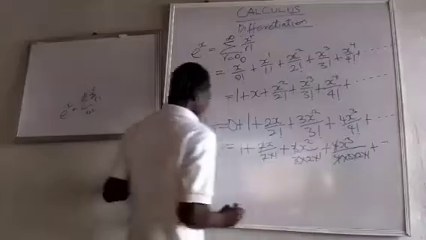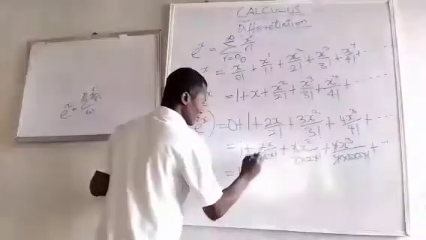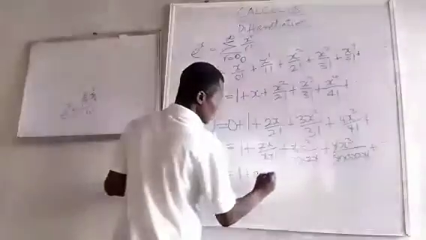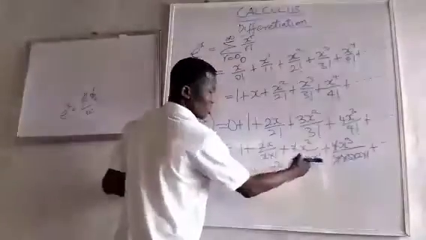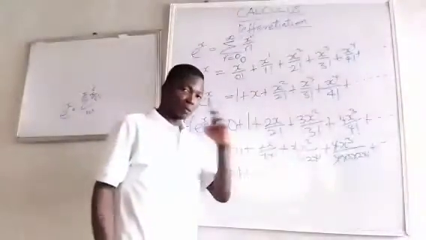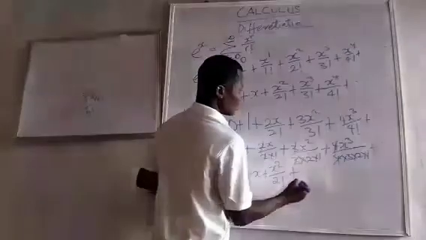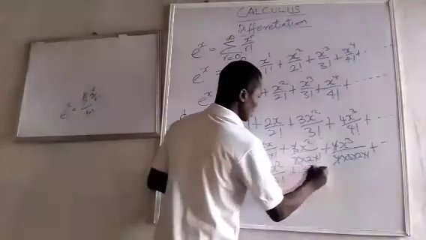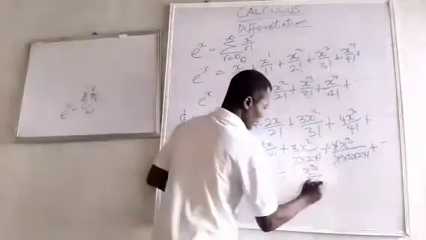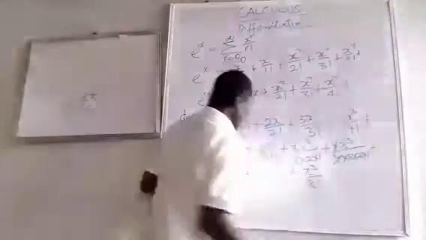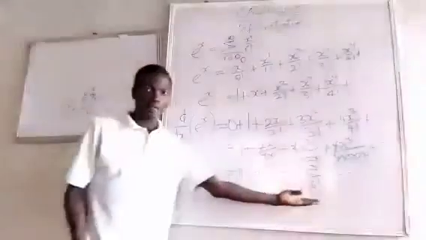So this one cancels like this. So at the end of the day, I'm going to have 1 plus x, plus x squared over 2 times 1, which is 2 factorial, plus x cubed over 3 factorial. So by the time you compare this and this, you can see everything is the same.